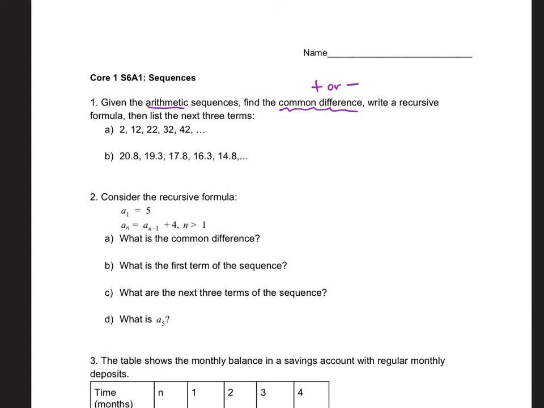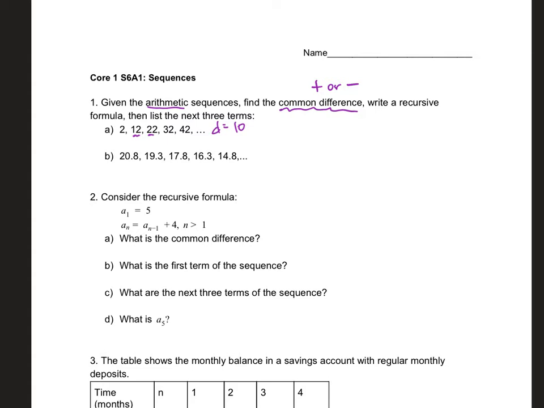So on this first problem, we're asked to find the common difference and then write a recursive formula. After that, we will list the next three terms in the sequence, and we could certainly do that before we do the other items. So looking at this part A, from 2 to 12 to 22, you might recognize the pattern immediately. That from 2 to 12, we're adding 10. From 12 to 22, we're adding 10. Another way to think about it is to take a later term minus the term right in front of it. So the common difference is positive 10.